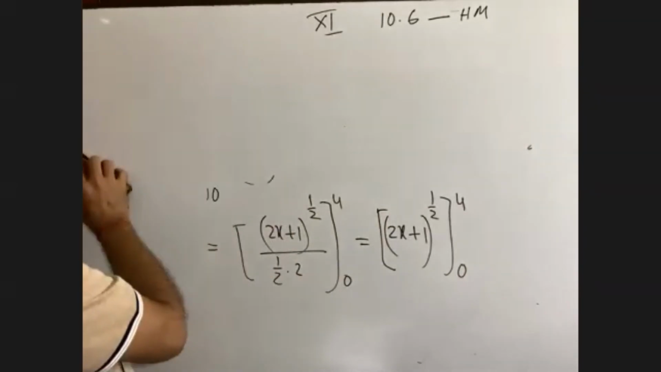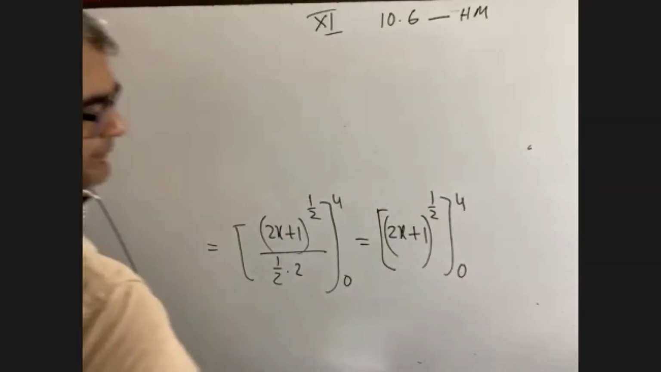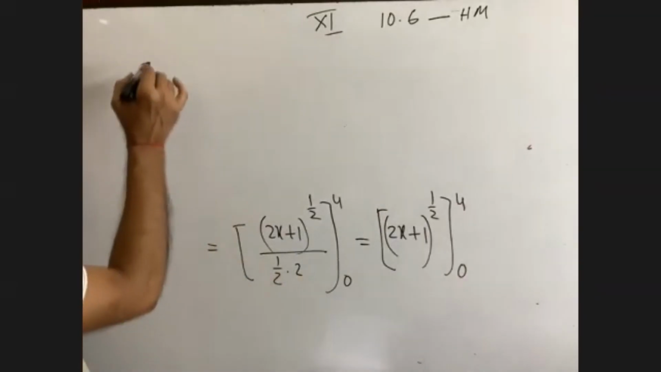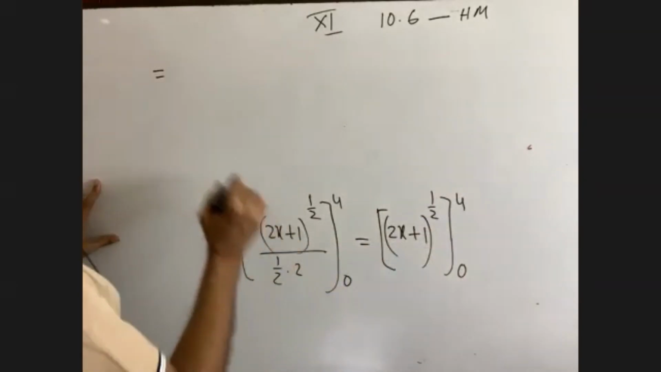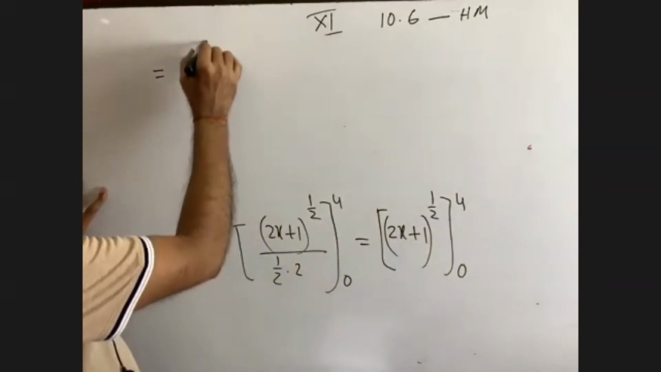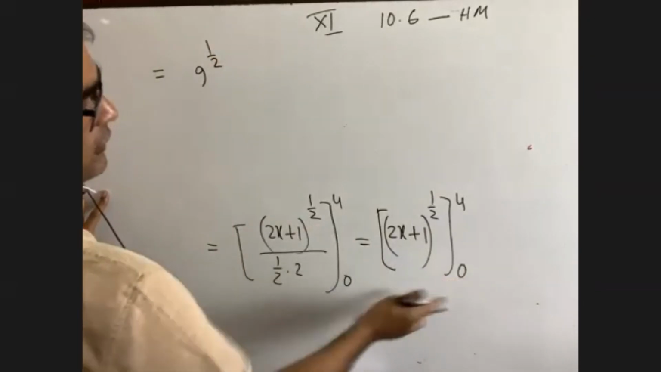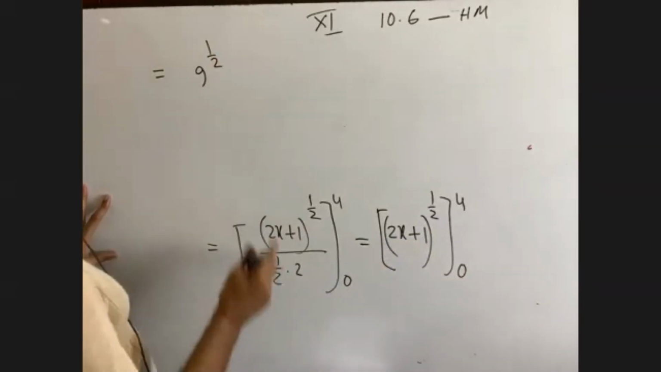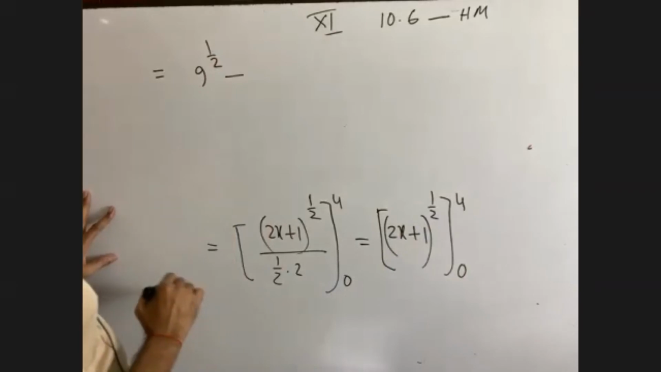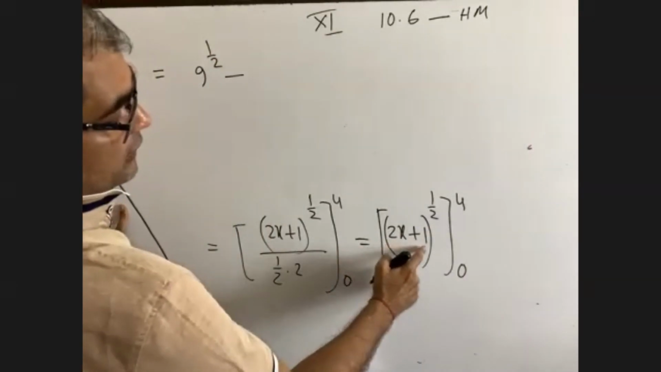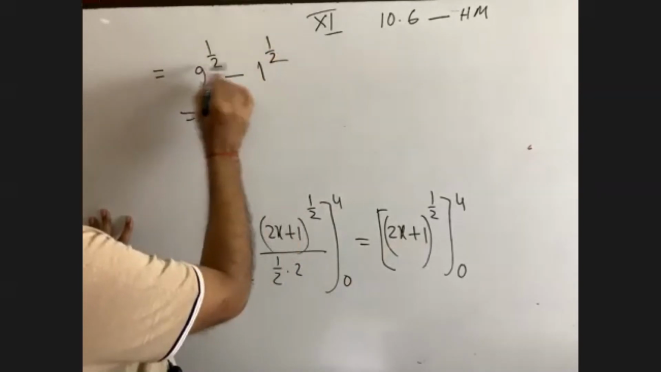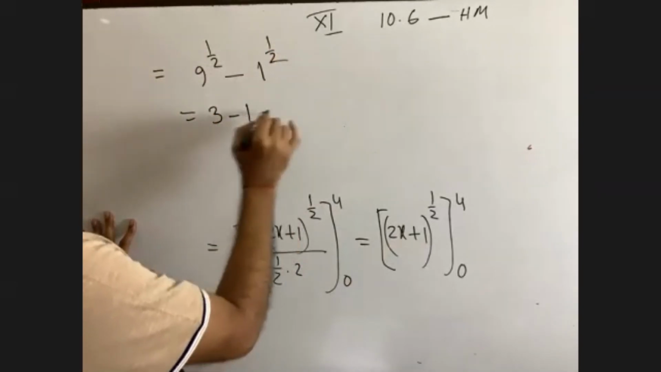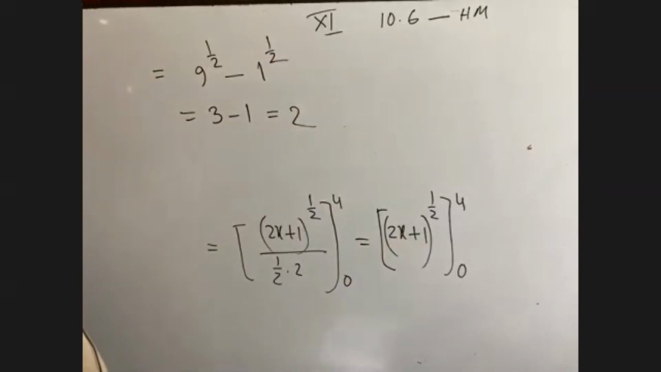Now you put the value, that is 2 into 4, 8 plus 1. That is 9 to the power half. For 0, that is 1. So it is 1 to the power half. So that means it is 3 minus 1 equals 2. Very easy and simple calculation.